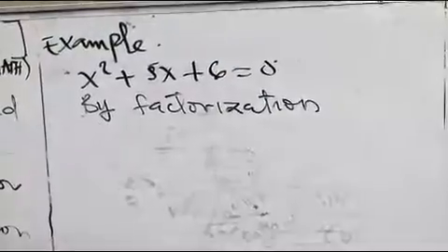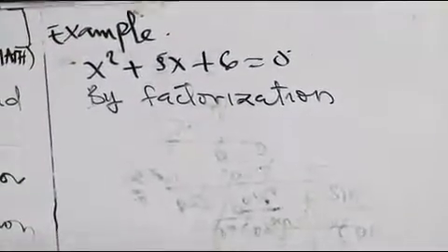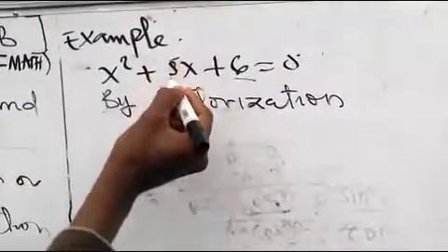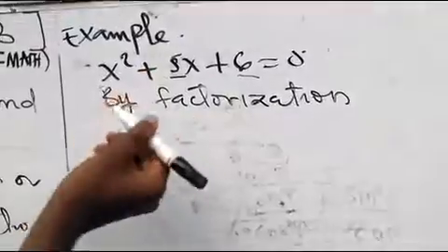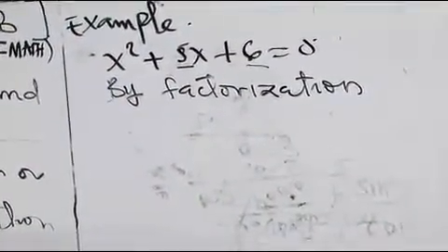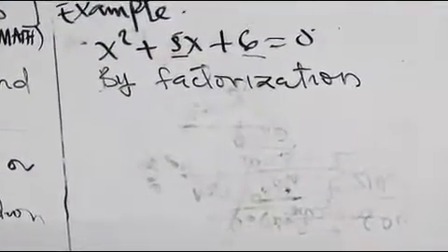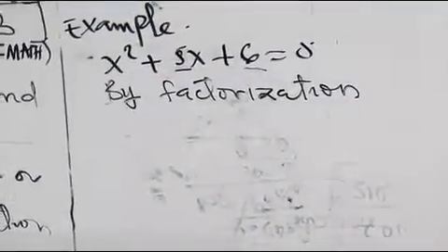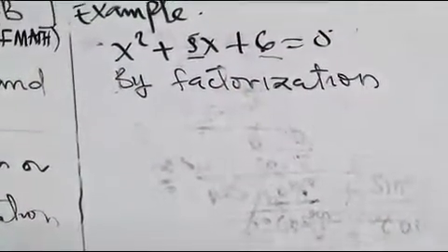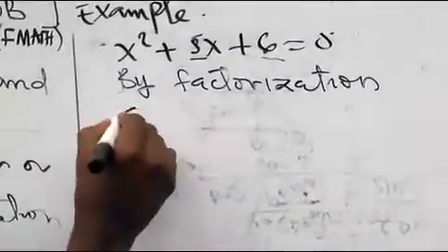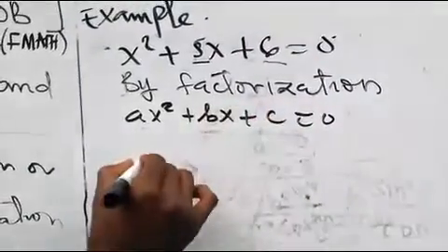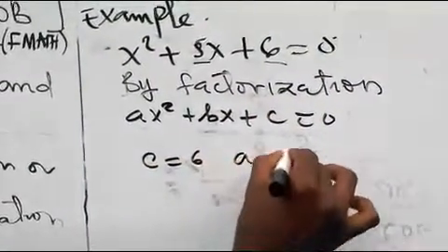To solve a quadratic equation by factorization, we look at our constant term, which here is 6, the coefficient of x, which is 5, and the coefficient of x squared, which is 1. We first consider the multiplication of the coefficient of x squared and the constant term. Relating this to the standard equation ax squared plus bx plus c equals 0, c is 6 and a is 1.